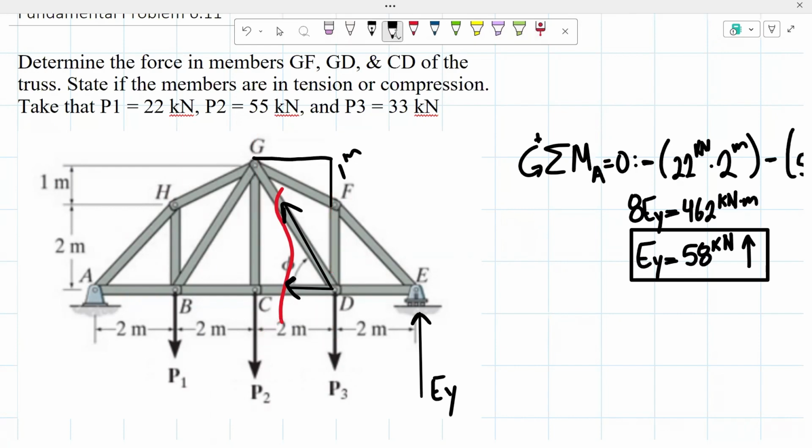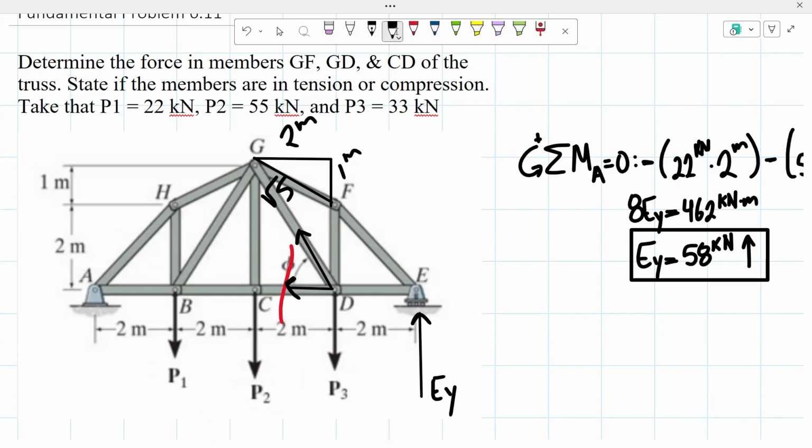So that means that we have 2 meters right here. And then from there, as you guys could see, our bar is the hypotenuse side of that triangle. So if we were to use the Pythagorean theorem, a squared plus b squared is equal to c squared, we would end up getting that this side right here has a value of the square root of 5. So with using that, we'll be able to determine the force of our member GF.